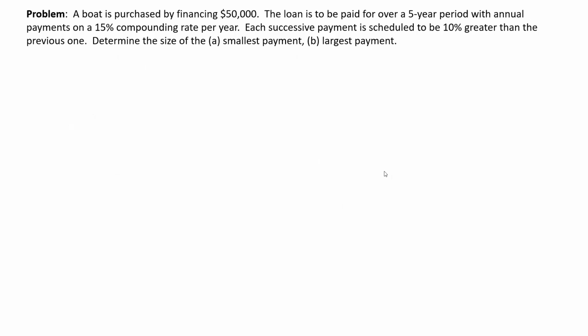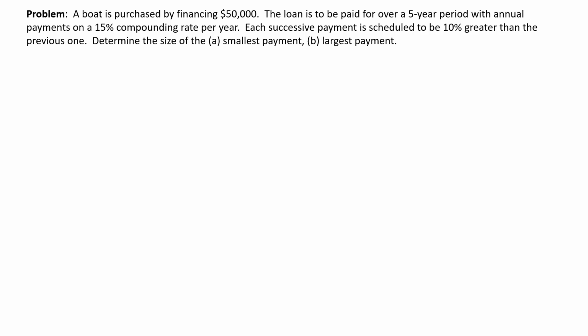A boat is purchased by financing $50,000. The loan is to be paid over a 5-year period with annual payments at a 15% compounding rate per year. Whoa, that's a lot, 15%. Each successive payment is scheduled to be 10% greater than the previous one. Determine the size of the smallest payment and the largest payment.